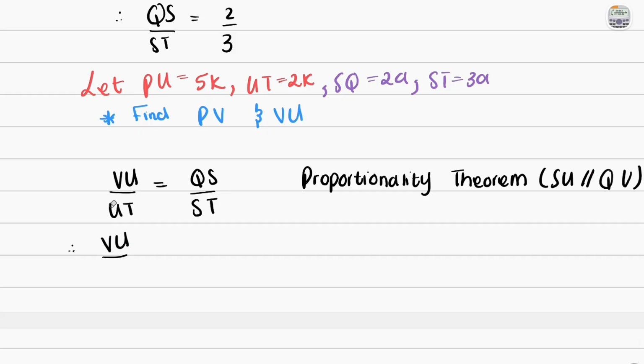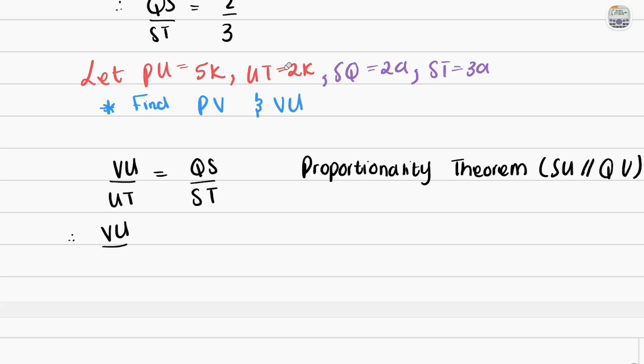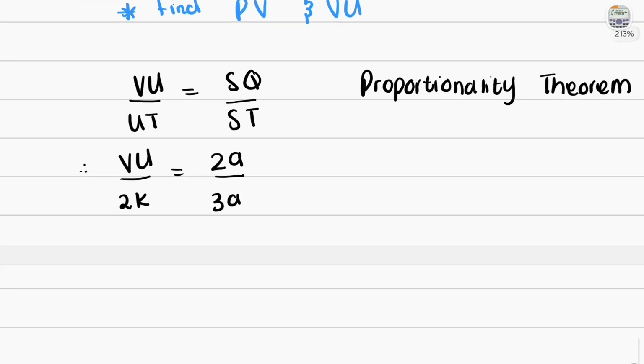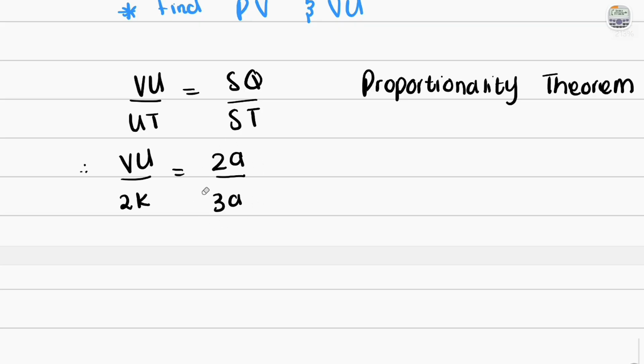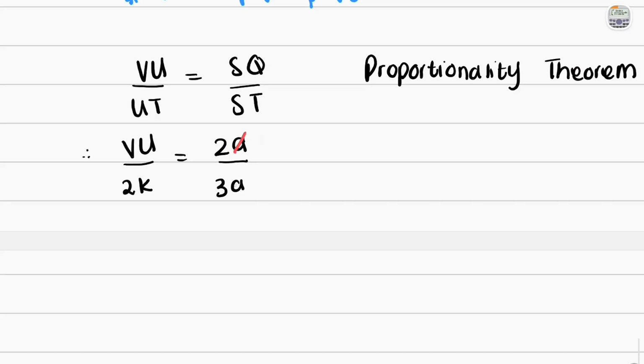And UT, we know that this is equal to 2K. So I'll say this is 2K is equal to, and QS or SQ, that is 2A, so that is 2A over ST, which is 3A. So you see how here, because you're using ratios from the same line, those would cancel. So even if you wrote it as 2 over 3, it will be perfectly fine. I just call them letters so that I can better keep track of them. So what would happen here is they cancel.